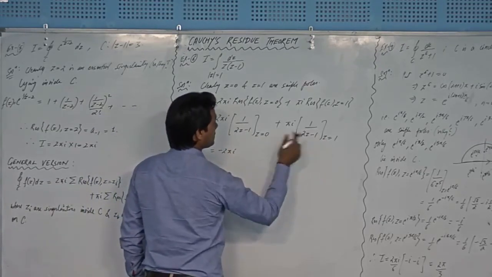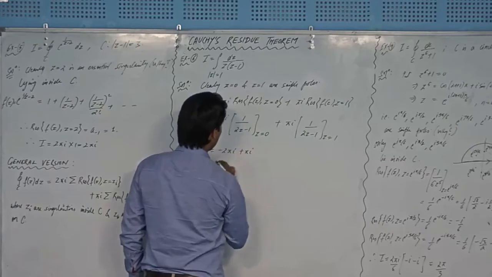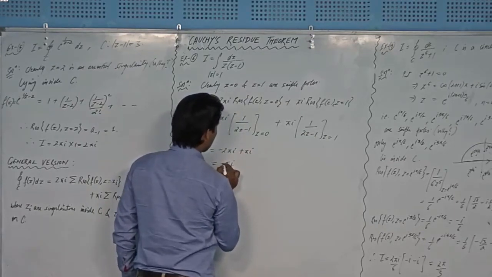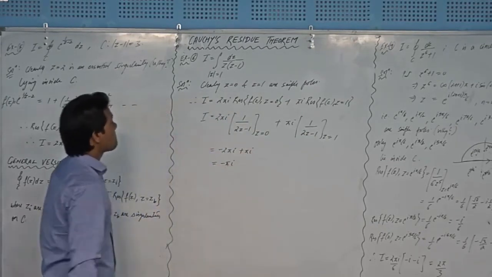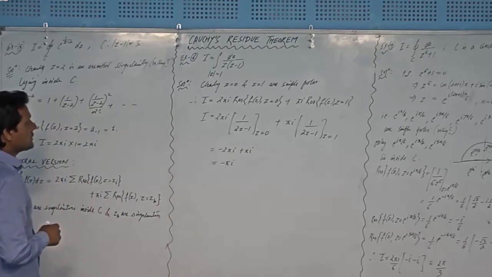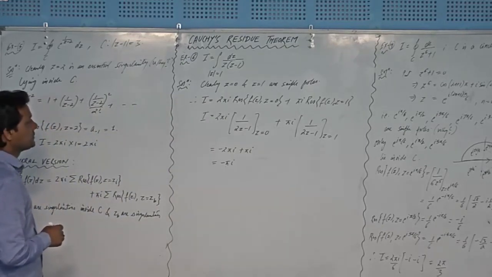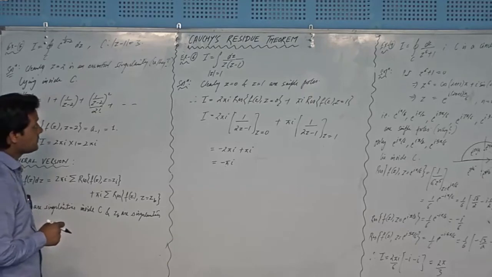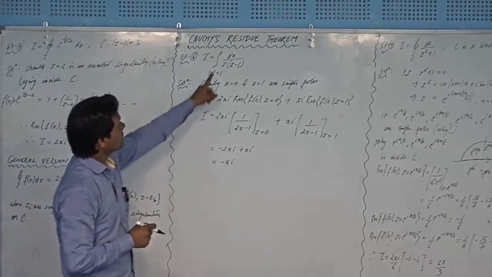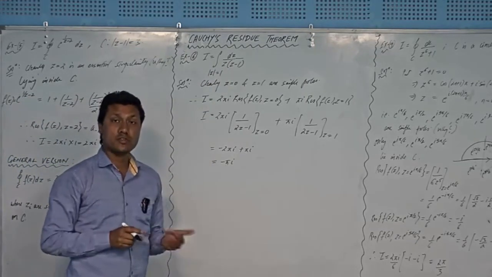And this will be pi iota. The answer will be minus pi iota, right? Okay, taking another example in which this numerator part is also giving a singularity.